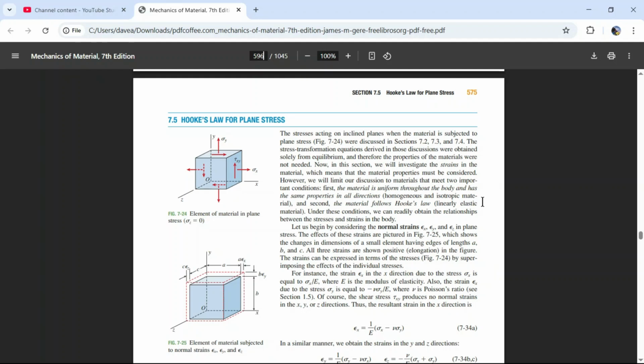Hell yeah. So we're going to go over Hooke's law for plane stress.